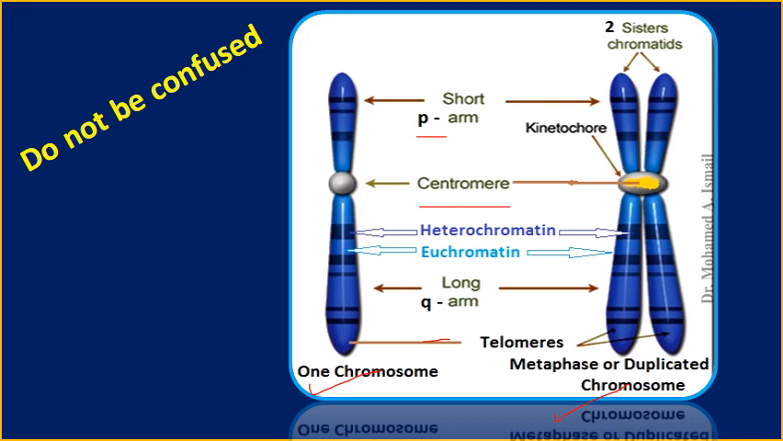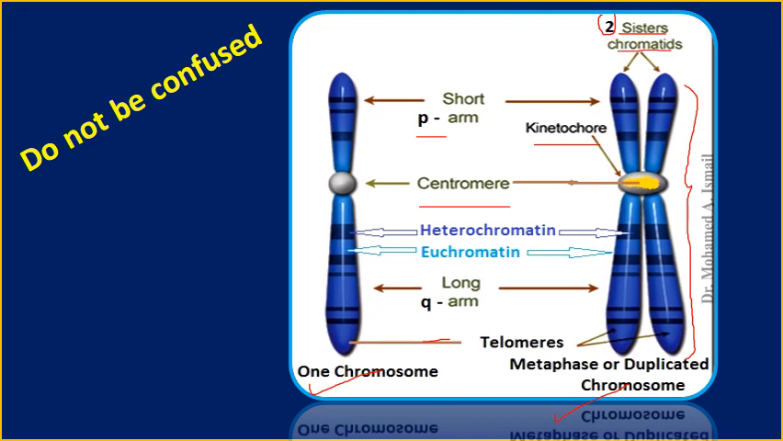Both have a centromere, but in the case of the metaphase chromosome, the centromere is coated by the kinetochore, which is a proteinic substance, and in turn attached to the spindle fibers during cell division, mitosis or meiosis. Also, the duplicated chromosome or metaphase chromosome consists of two sister chromatids. Please don't forget this term.